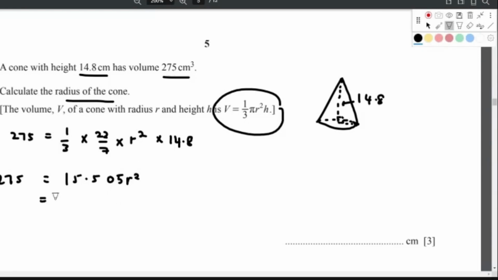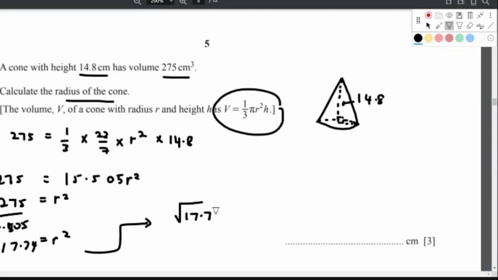All right. So r squared should be 275 over 15.0505. So 17.74 is this. So then what we have to do, we have to root our 17.74 for us to get r. So root the answer, r would be 4.211.